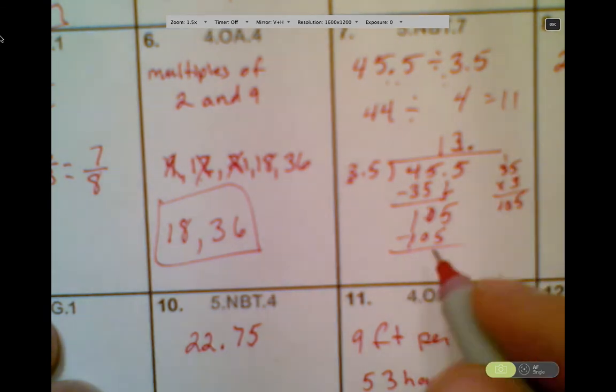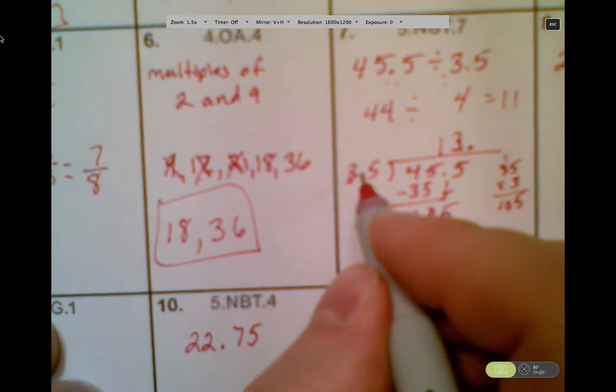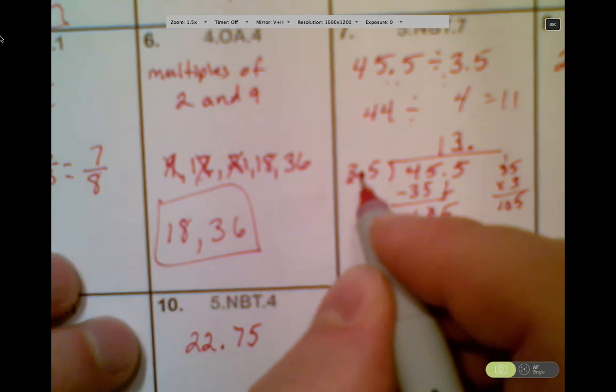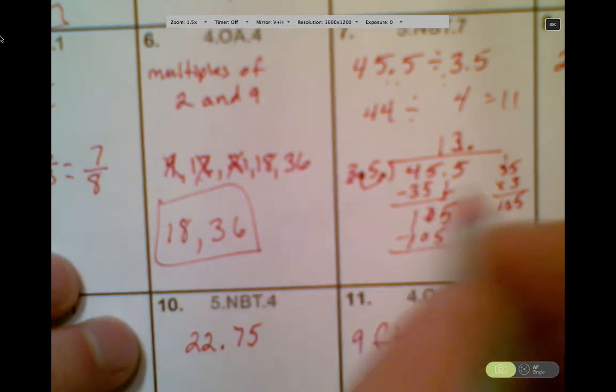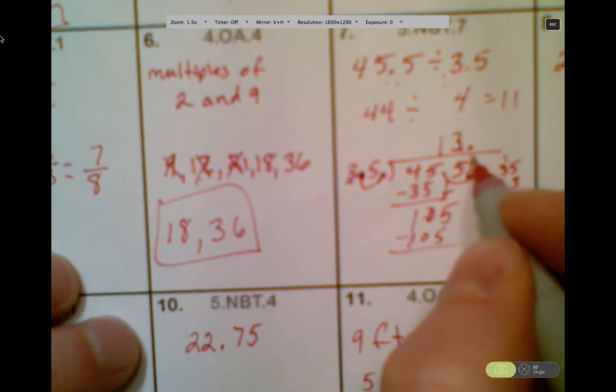And again, if you recall, I cannot divide by a decimal or a fraction in the divisor. So I got to move the decimal point over, so that's a whole number. Move the decimal point over, that's a whole number. Decimal point goes straight up.